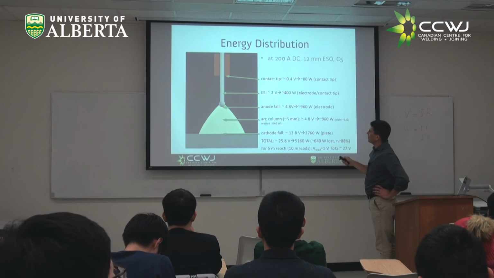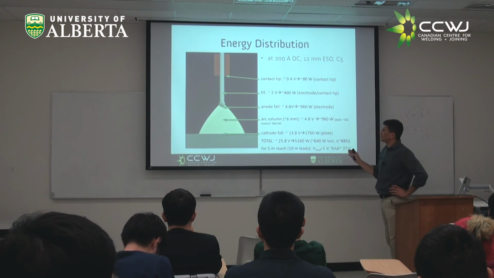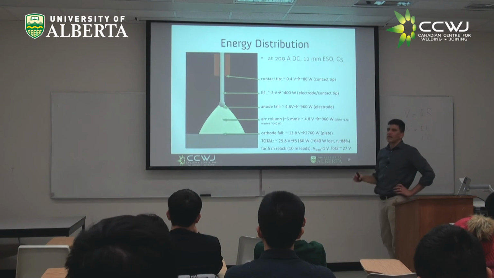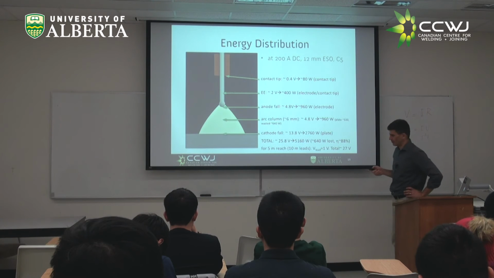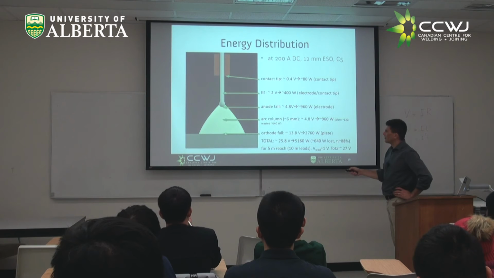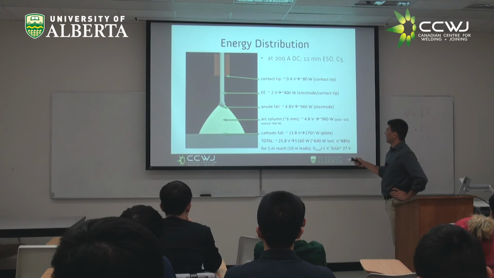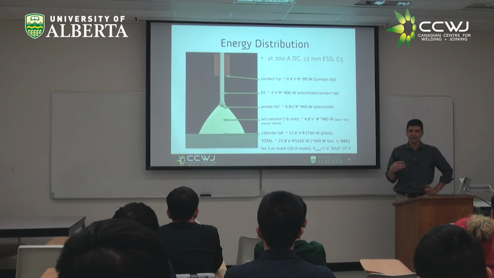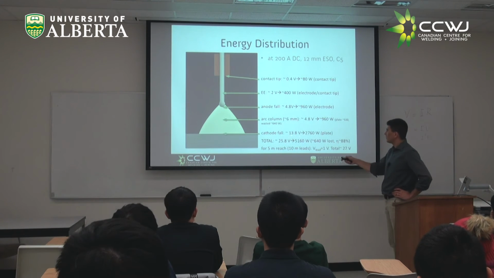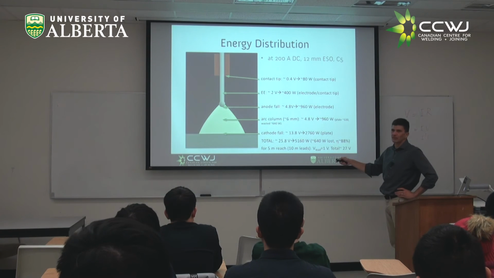Here, the arc column, if it's 0.8 volts per millimeter times 6 millimeters, would be 4.8. And I'm ballparking it. A third of that goes to the plate. Again, prove me wrong, right? That might change a bit. Cathode fall, almost 14 volts, 2.7 kilowatts, almost 3 kilowatts. That's what gives me penetration. In total, I would have a total voltage of almost 26 volts.